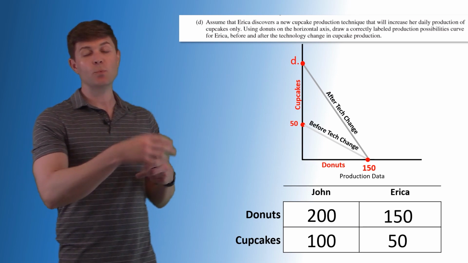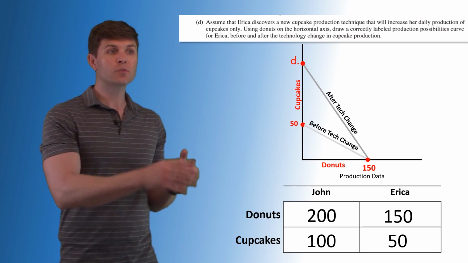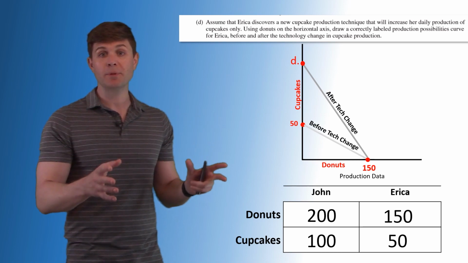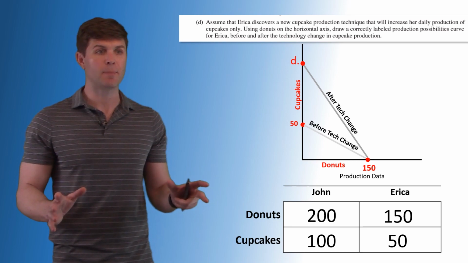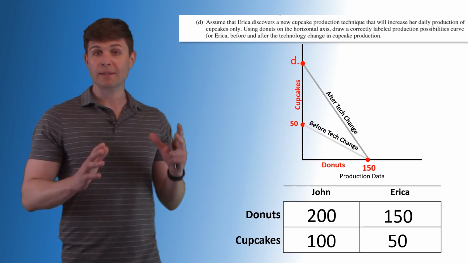And then we don't have a value. We don't know what she's producing after the fact. So you mark it as point D, mark it as whatever, leave it blank, as long as you have it higher than where we were before, because they never gave an exact amount. So this is really all you need for that last part.